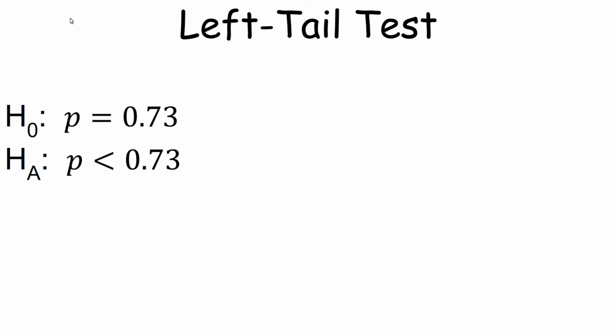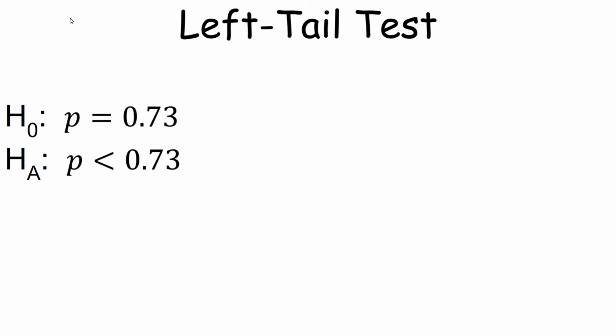Now, what if instead you decided you wanted to conduct a one-tail hypothesis test? Let's look at the left-tailed test. Here we're just looking to test that the proportion, and p here doesn't stand for p-value, this stands for the true proportion, that's our parameter, is less than 73%.